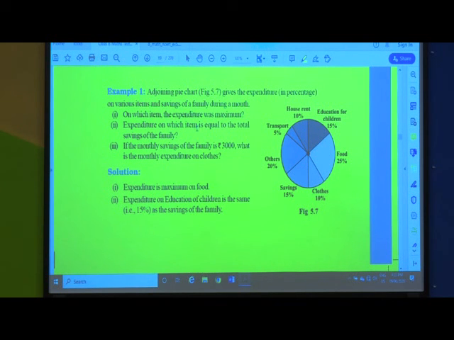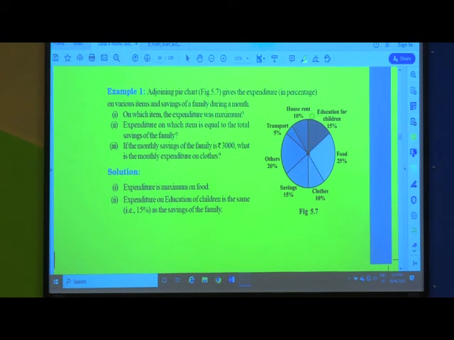Expenditure on which item is equal to the total savings of the family? Savings 15%, education for children 15%. 15% is savings and 15% is education expenditure. So both are equal.